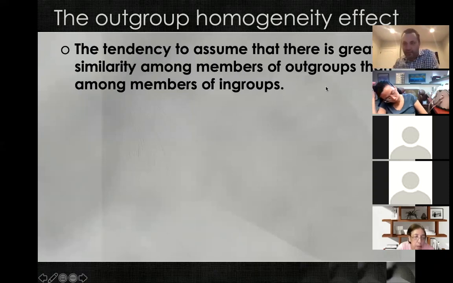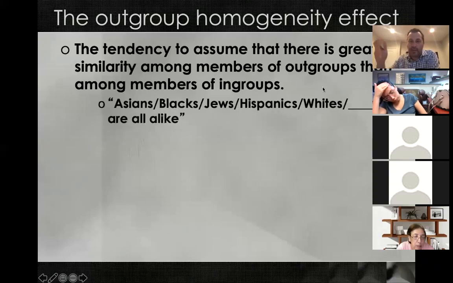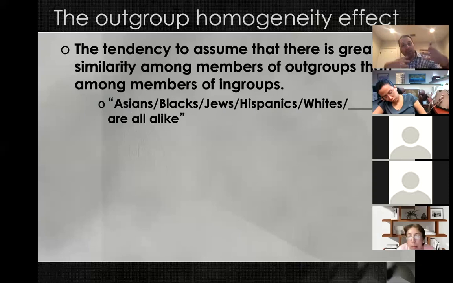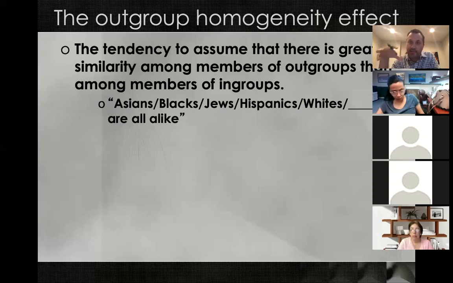There's lots of sayings that people have that sort of underlie this idea. So if you ever heard Asians or Blacks or Jews or Hispanics or whites or whoever, some group of people, they're all alike, right? That is basically indicating the outgroup homogeneity effect. Because whenever people say a sentence like this, it's never a group that they belong to. I would never say something like, all those white people are all the same, right? But you hear lots of white people say, all those Asians are all the same, or whatever. Right? And that tendency is the outgroup homogeneity effect.